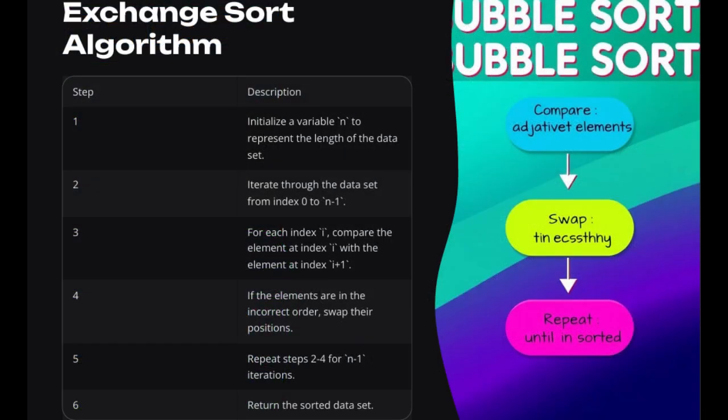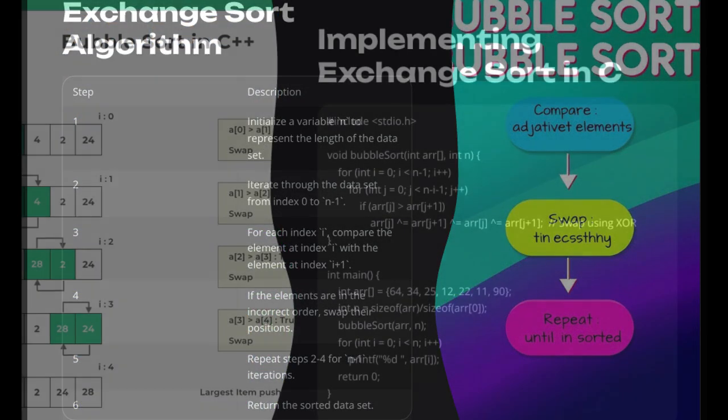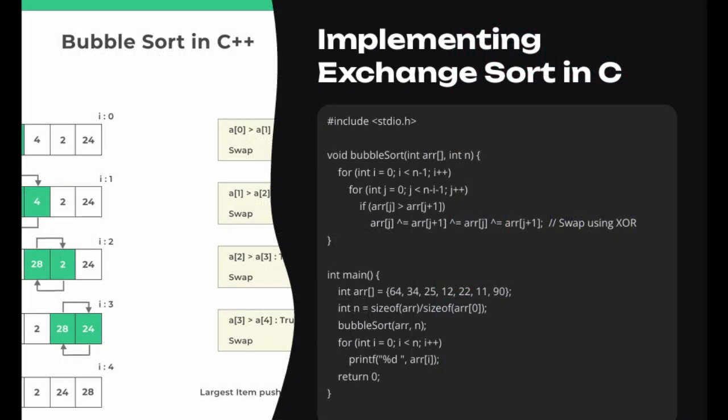Implementing exchange sort in C. #include. void bubbleSort(int arr[], int n). for (int i = 0; i < n - 1; i++). for (int j = 0; j < n - i - 1; j++). if (arr[j] > arr[j + 1]), swap arr[j] and arr[j + 1], for example using XOR.